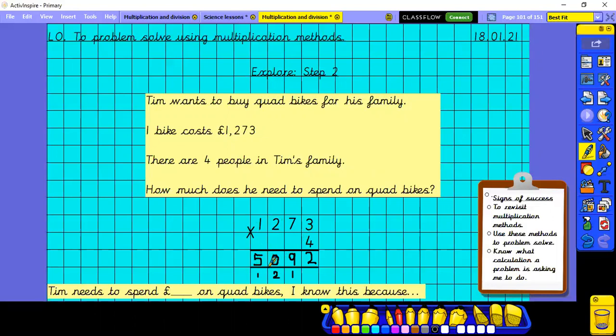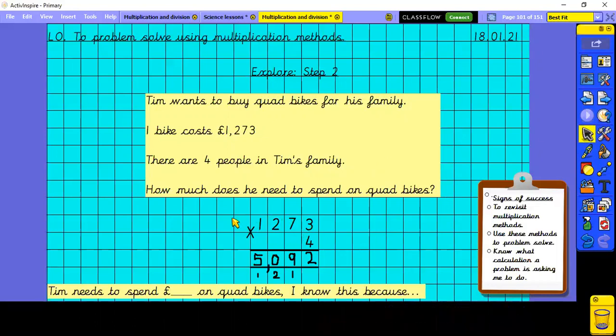So our answer is £5,092. So using our full sentence, Tim needs to spend £5,092 on quad bikes. I know this because I've multiplied 1,273 by 4 to find my answer, because there's 4 people in Tim's family and each bike costs £1,273. Okay?